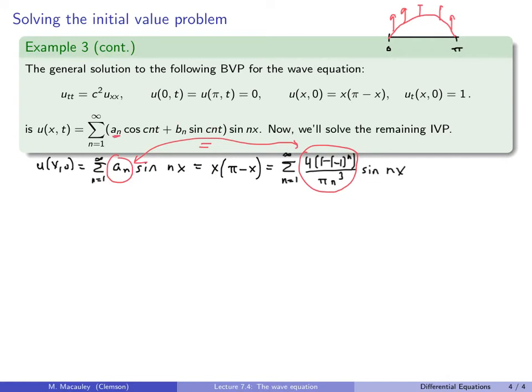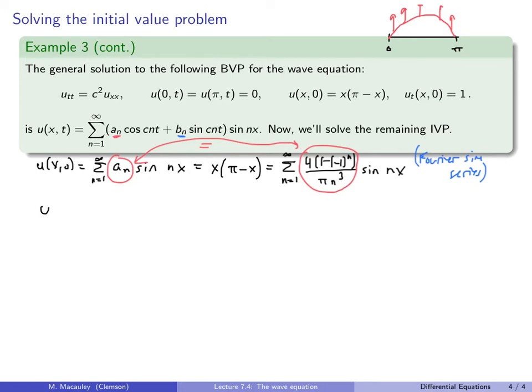Next we have to determine what Bn is. And let me just mention that this thing here is the Fourier sine series. Okay, so for Bn, we have to take the derivative and then plug in 0. So let's take the derivative of this thing here.